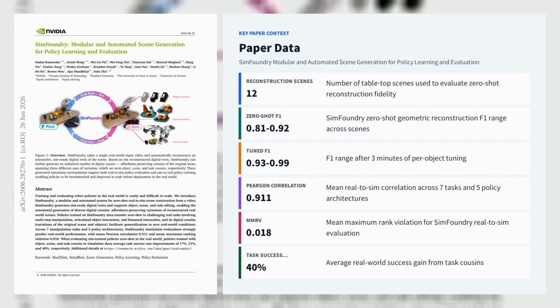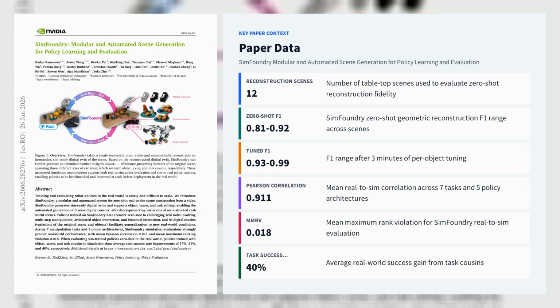physics annotation, and PyBullet stabilization, while using foundation models such as Depth Anything 3, SAM 3, FoundationPose, Gemini 3 Pro, Hunyuan 3D 2.1, and Trellis 2. Across 12 reconstructed tabletop scenes, it reaches zero-shot F1 scores of 0.81 and 0.92, and improves to 0.93 and 0.99 with only 3 minutes of per-object tuning. Compared with SAM 3D, it lowers reconstruction error and raises geometric fidelity.